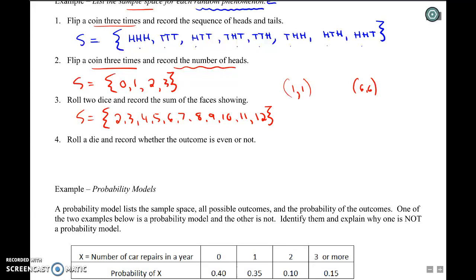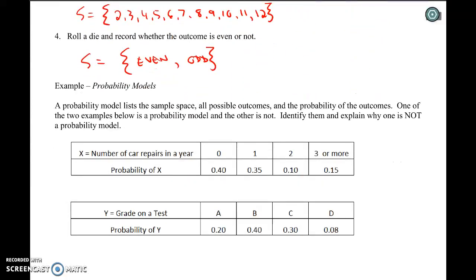Roll a die and record whether the outcome is even or not. I roll a die and I'm going to record even or not. I could put not even, or I could record not, or I could record odd. Not exactly sure how I'm supposed to record it, but however I decide to record it, that would be the other outcome.